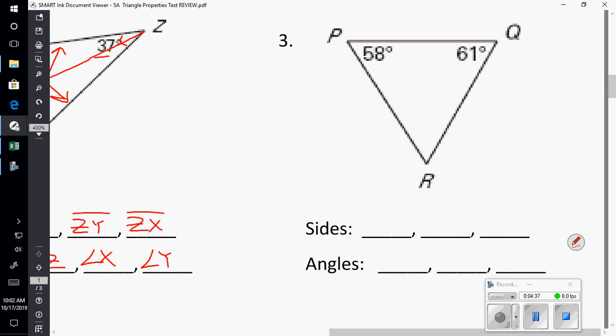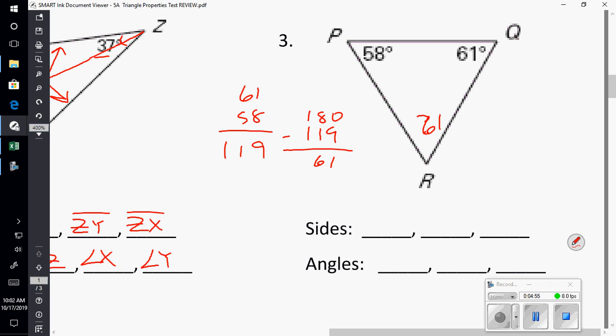Here we need to find the measure of this angle. So 61 and 58 is 119, from 180 is 61. So that means this angle is 61 degrees.